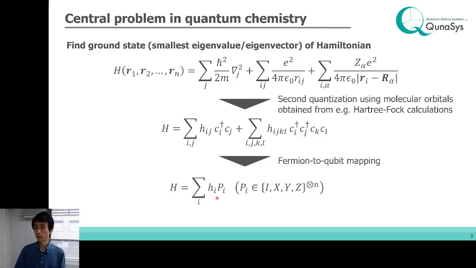This whole task can be done by, for example, an open source library, and also there should be other ways to do this. So this is not a problem. We can just concentrate on how we solve this Hamiltonian on the quantum computer.